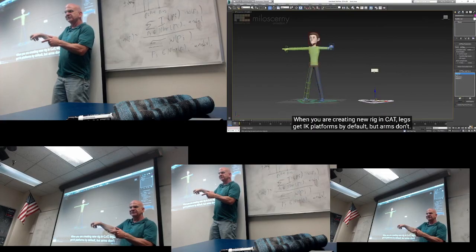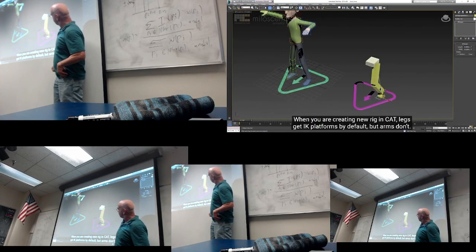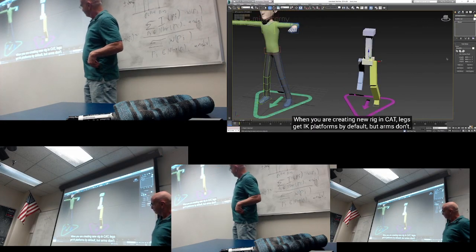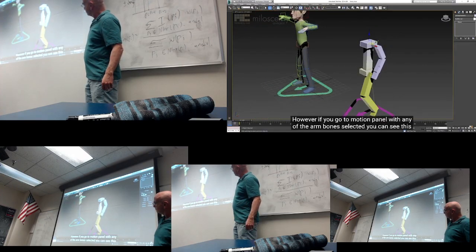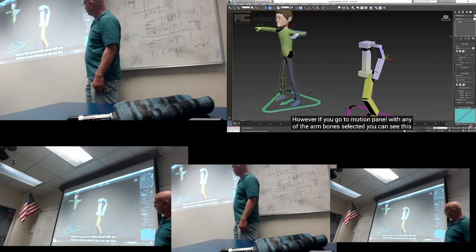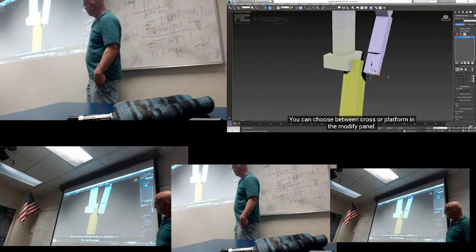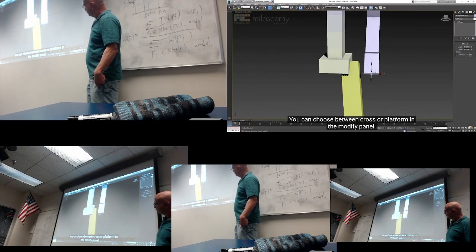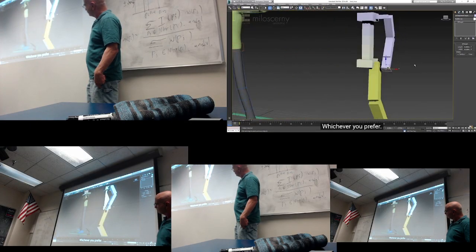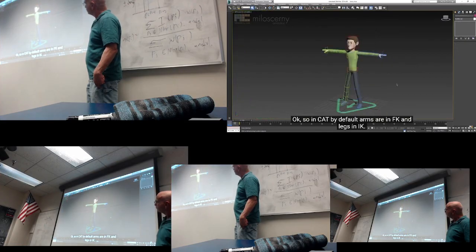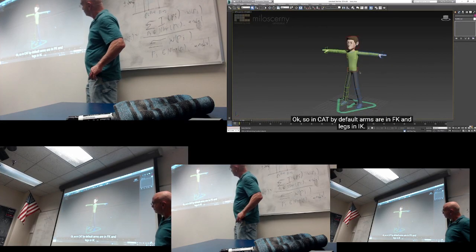When you are creating a new rig in CAT, legs get IK platforms by default, but arms don't. However, if we go to the Motion Panel with any of the arm bones selected, you can see this Create IK Target button. Just click it and a cross will appear. You can choose between cross or platform in the Modify panel, whichever you prefer. Okay, so in CAT, by default, arms are in FK and legs in IK.